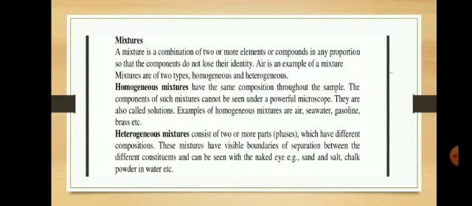Heterogeneous mixtures consist of two or more parts or phases which have different compositions. These mixtures have visible boundaries of separation between the different constituents and can be seen with the naked eye. Examples: sand and salt, chalk powder in water, etc.